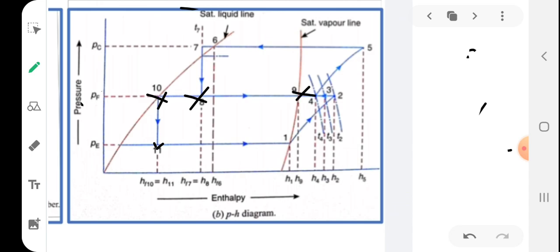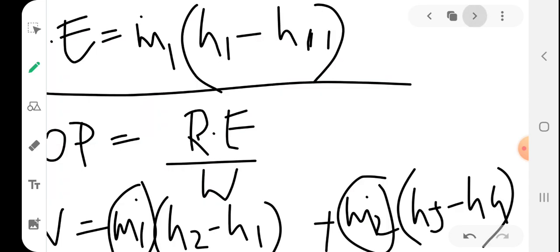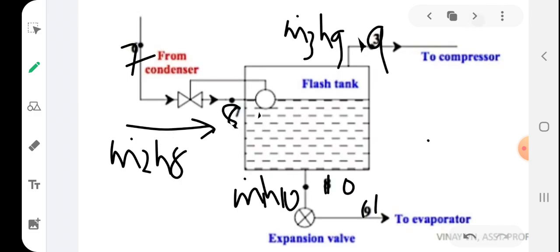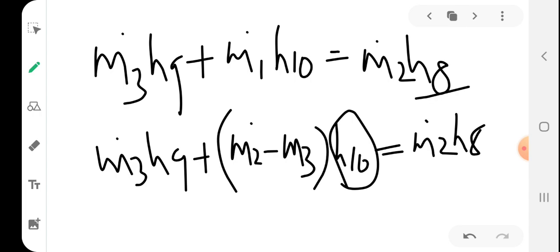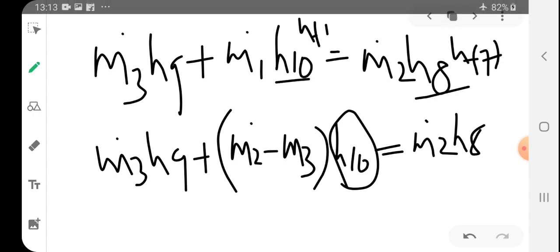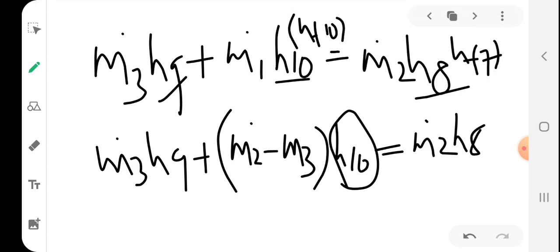h8's value will be h7, because that is an isenthalpic process, and h7 can be taken as h of 7 itself. So this is h of 7, and this is h of 10. h9 can be directly obtained.